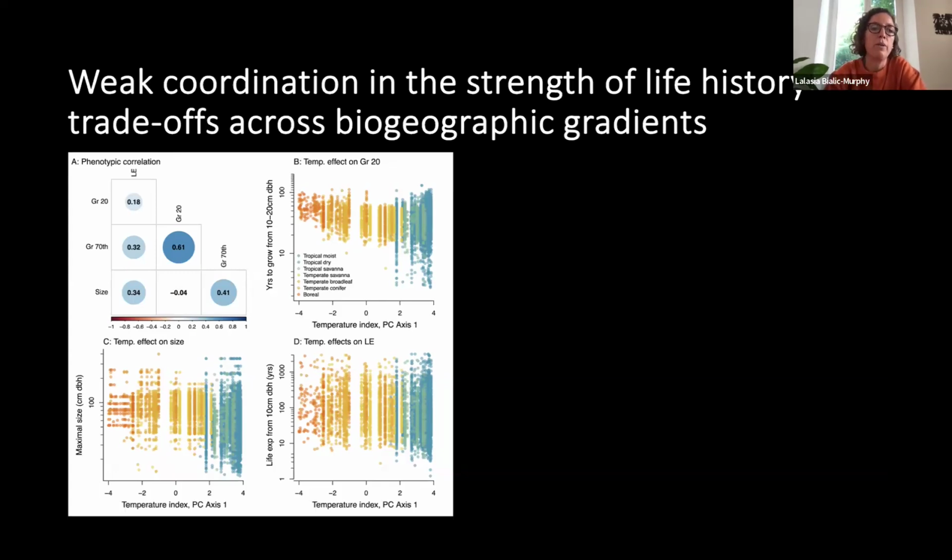And I would argue maybe more importantly than these signatures of the pace of life of trees across these biogeographic gradients is the covariance, or the coordination, between life history traits. So when you look at growth to 20 centimeters and growth to 70, there's a really strong covariance, so a strong relationship between these variables. But then when you start looking at life expectancy and how that relates to growth and maximal size, there's a relatively low signal, or a weak coordination between these traits. So this suggests fundamentally different relationships between the speed of carbon sequestration in plant growth and carbon retention in plant longevity when you're scaling across these biogeographic gradients of temperature.